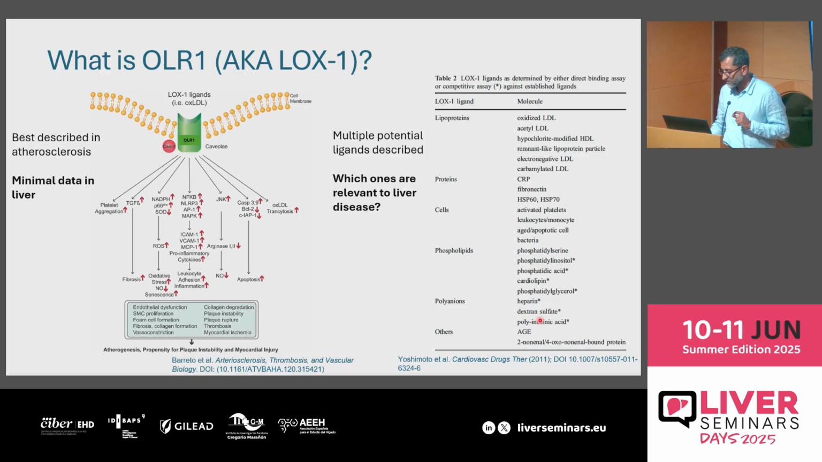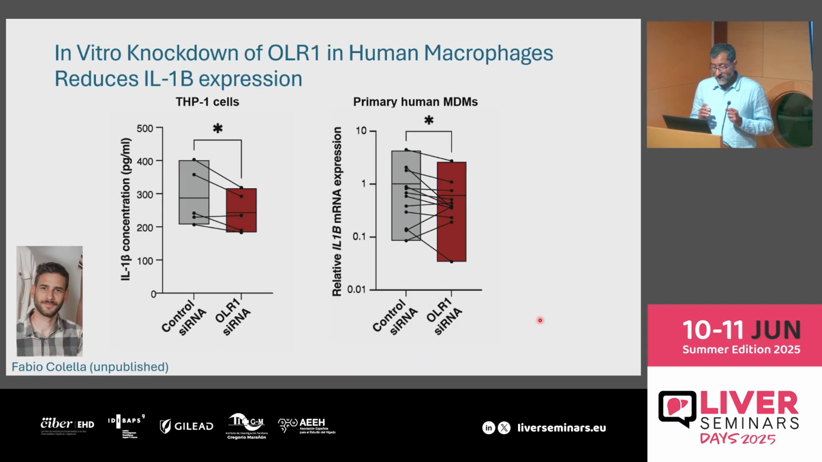So is it functional? If you go back to human cells, either THP1 macrophages or primary human monocyte-derived macrophages, and we block or attenuate OLR1 expression, this is an siRNA experiment done by Fabio, who's a postdoc in my lab, you abrogate inflammatory cytokine production, suggesting that OLR1 signaling in macrophages is promoting inflammation and fibrogenesis.